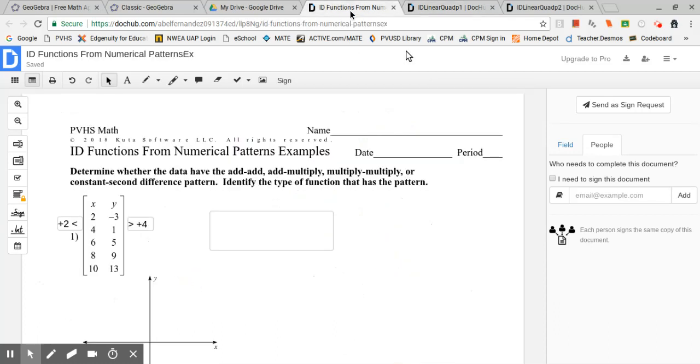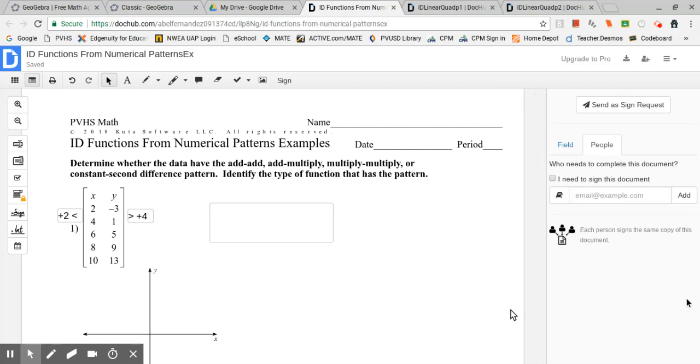However, what if all we have is a set of data? It's not graphical, it's not a picture. So how can we still determine that this is linear?